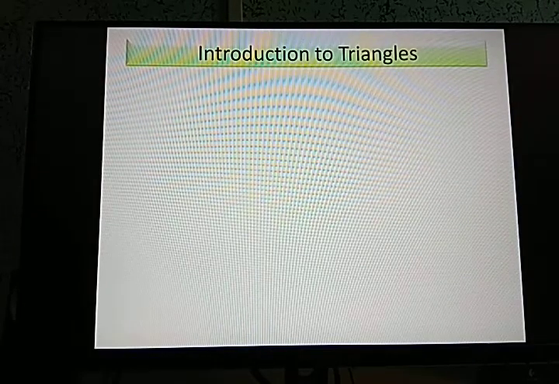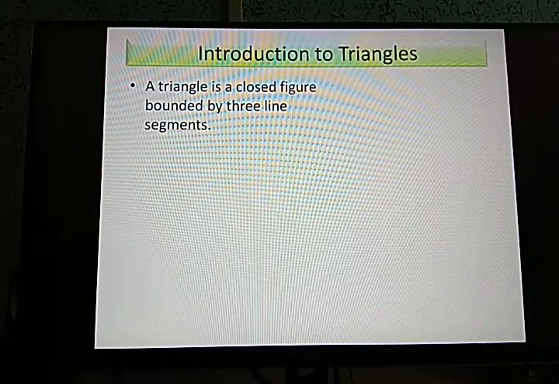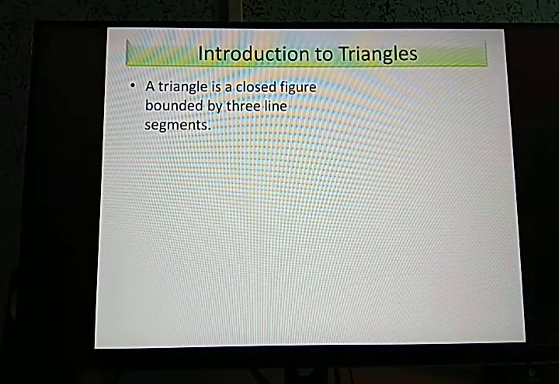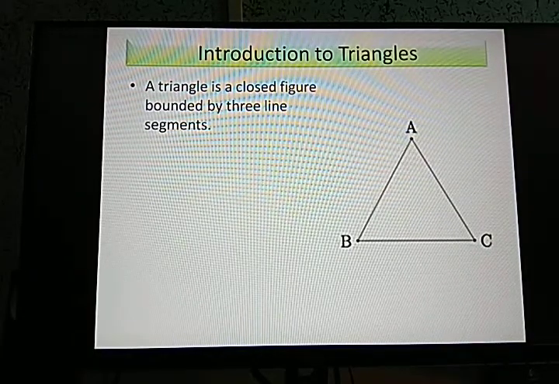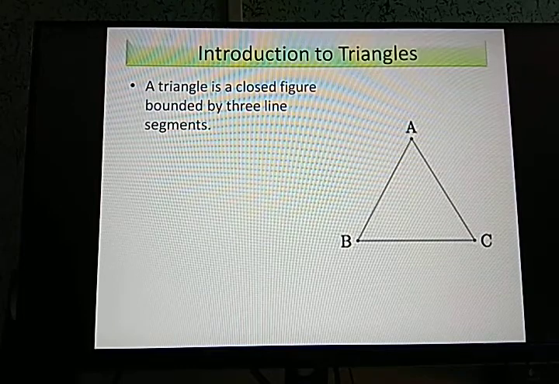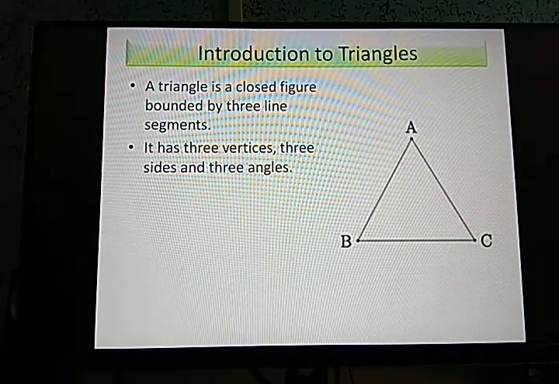So let us go back to the definition of a triangle. A triangle is a closed figure bounded by three line segments. So as you can see in the figure, here there are three line segments AB, BC and CA. So when they are joined together to form a closed figure, then it is called a triangle. So here ABC is a triangle.